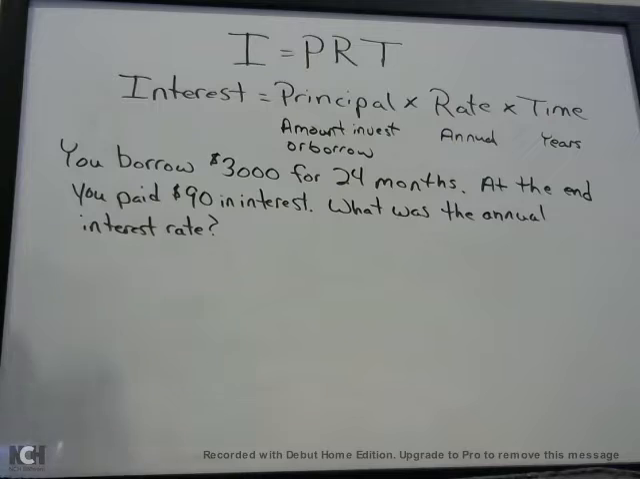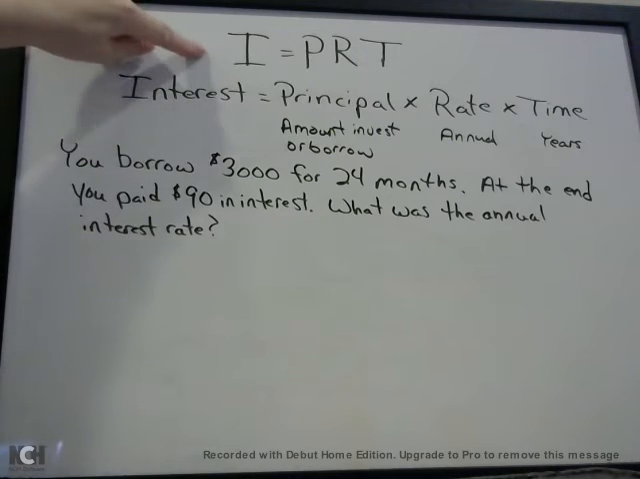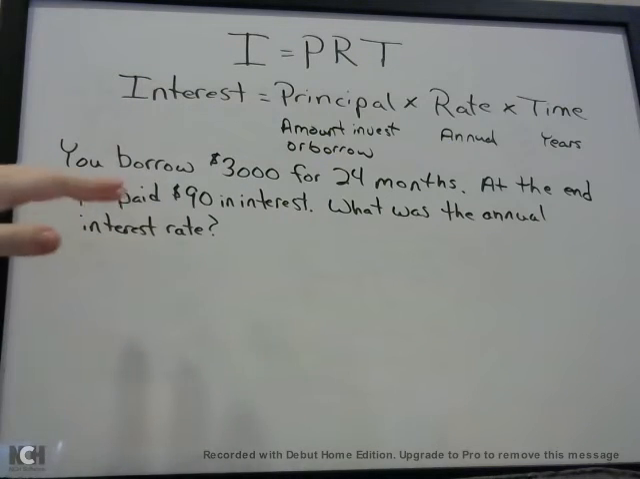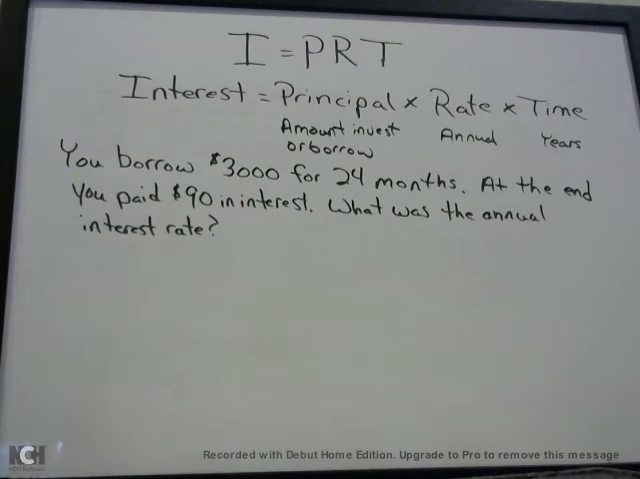Here's another question. You borrow $3,000 for a 24-month period, and at the end you paid $90 in interest. What was the annual interest rate? So this is still the same formula. When you see the word interest, you should think about this formula, but it's a little bit different than the problem we just did. But again, we're just going to plug in what we know and then solve for what we don't know. So we borrowed $3,000.